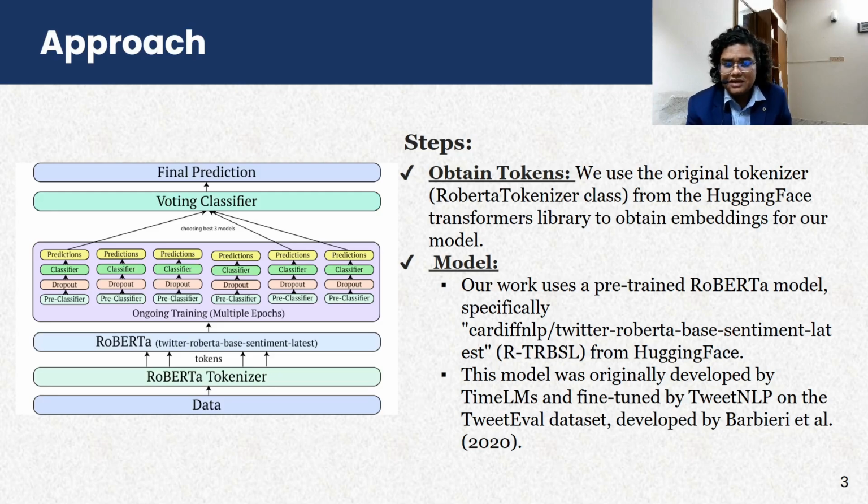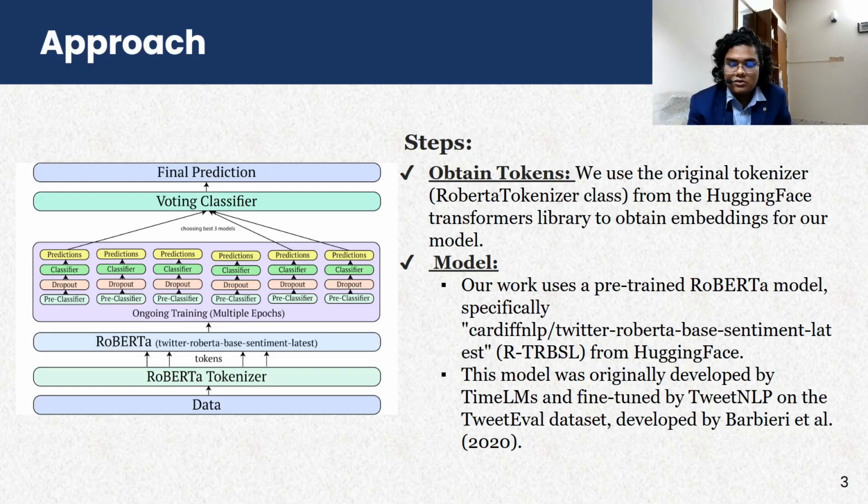We also used an additional backbone which was posted by the user Cardiff NLP on Hugging Face, which was Twitter RoBERTa base sentiment latest. This model was developed by TimeLMs and then fine-tuned by TweetNLP on the TweetEval dataset developed by Barbieri 2020. The reason for using this pre-trained model is that it has been fine-tuned previously on Twitter data, and our idea was that this would be relevant to our task and would outperform other models as well. So that was the initial approach.